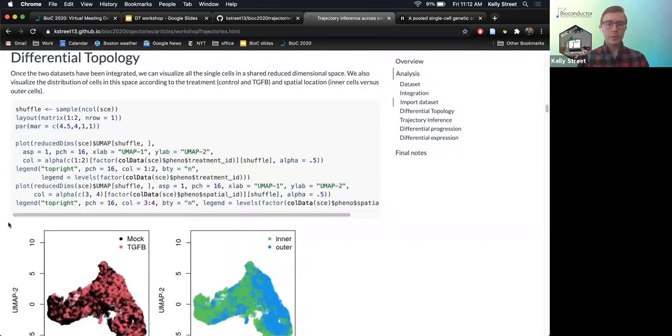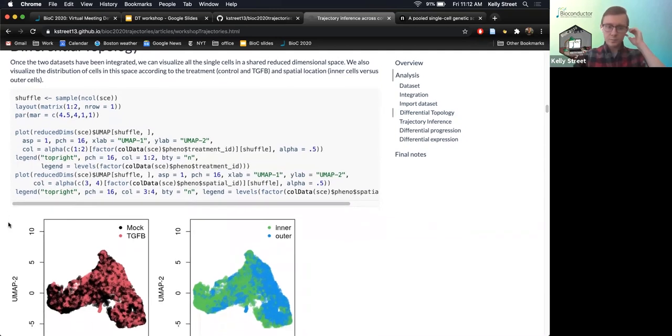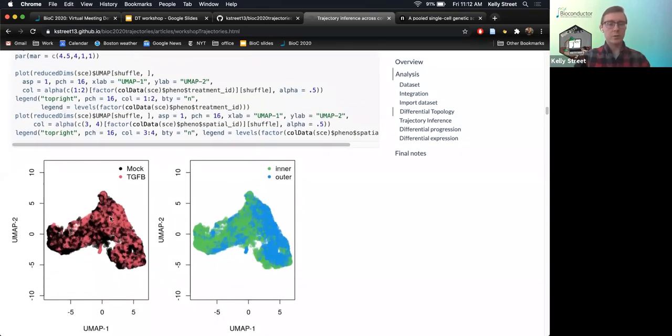So then the first step, like I said, is this differential topology question. Do we see between the two conditions very divergent sorts of topologies where they might be completely distinct? They might be two lineages that are completely unconnected, or they could have one connecting point and then branch off, or be perfectly overlapping. And so what we see here in our UMAP representation of the data is that we do have pretty good overlap between our two conditions.